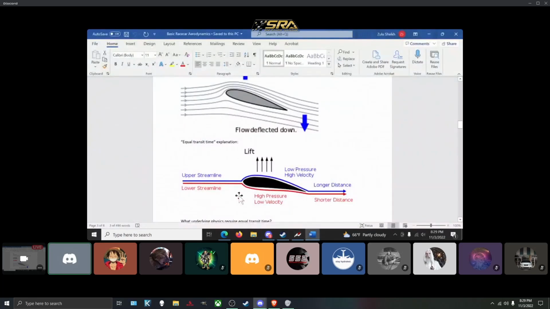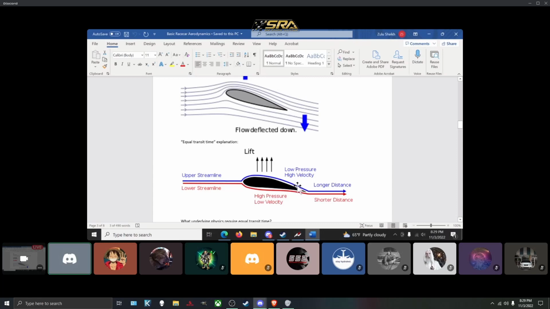Yeah. So Dermot, I was asking, and I'll answer the question here, there's this equal transit time explanation, which says that if I think about the red and the blue as two molecules, and they hit this wing at the same time, the blue molecule has to go a further distance to get to the back of the wing than the red molecule on the bottom of the wing, and they get to this point at the same time. And so the question I was asking is, is there anything that's forcing that to happen, or what are the physics that's causing that to happen?